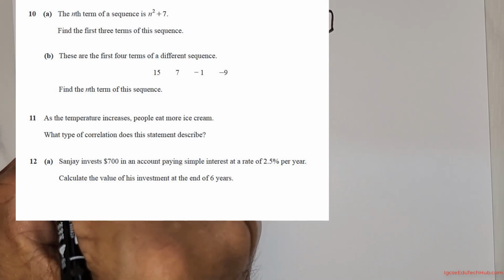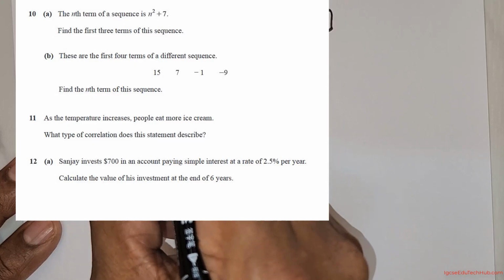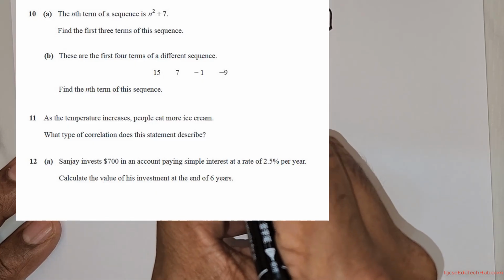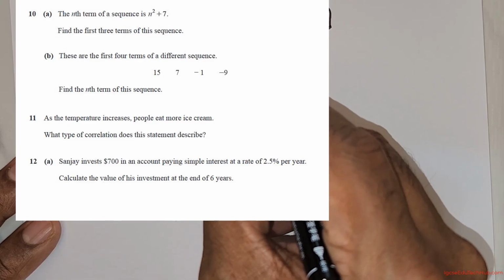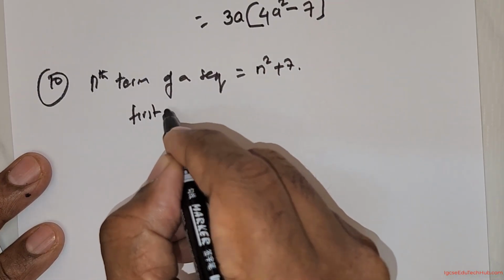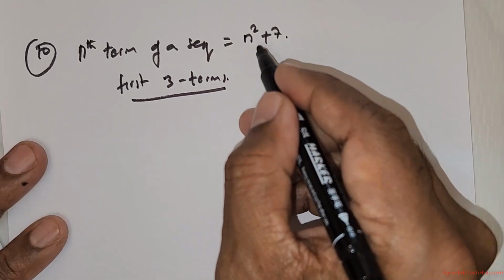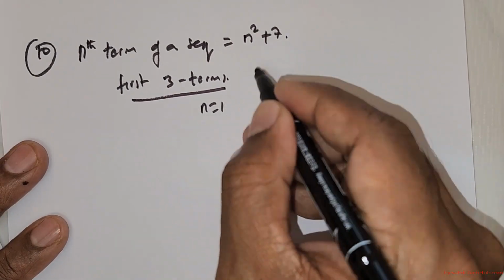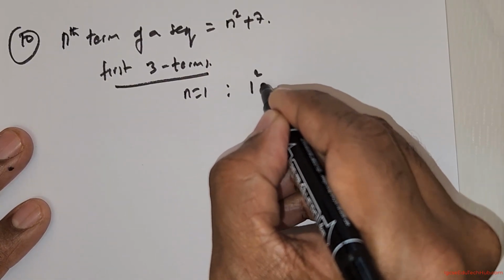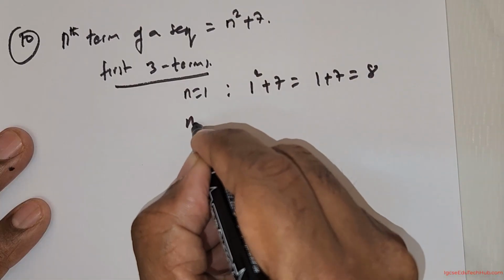Now we got question number 10. The nth term of a sequence is given as n squared plus 7. We have to write the first three terms. Now for that, substitute n is equal to 1 here. So that means you have 1 squared plus 7, which is 1 plus 7, which is 8.